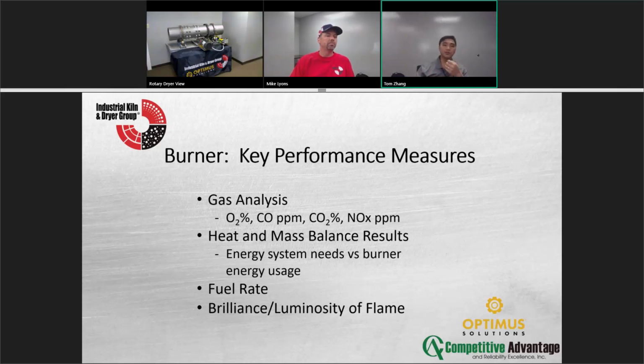We can do a combustion performance audit, one of the services that Optimus does, to do that. Heat and mass balances are great metrics to look at your overall process and the overall health of the system. So, I've got a dryer that's at 8% moisture. I'm at 50 million BTUs per hour. What happens if I go from 8% to 6%? Do I reduce it from 50 million to 40 million?